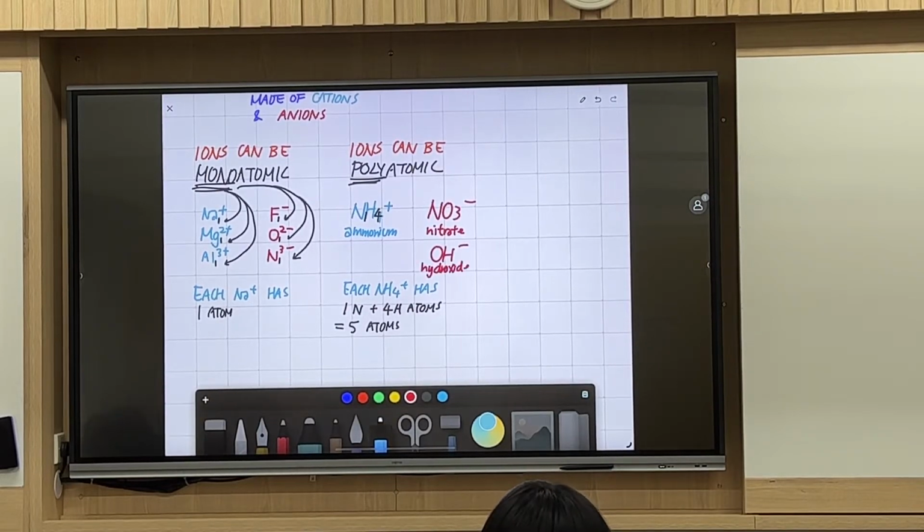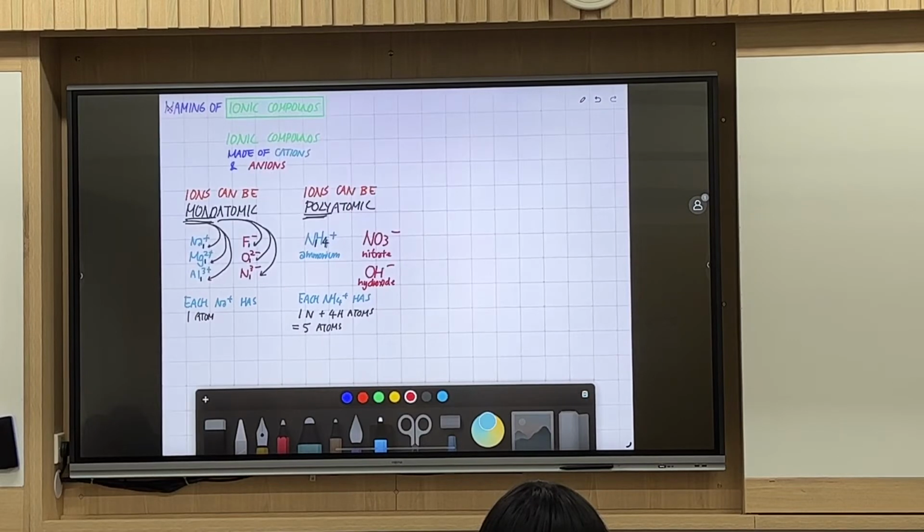So the naming of ionic compounds is easy because you just have to pick the ion from the above table and use the crisscross rule. So you see down below, there's a gap I left between these two tables. That's for you to put down the crisscross rule. I will use the first question here as an example to show you how we use the crisscross rule.